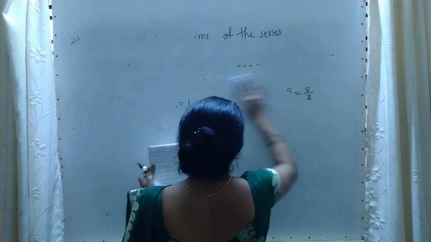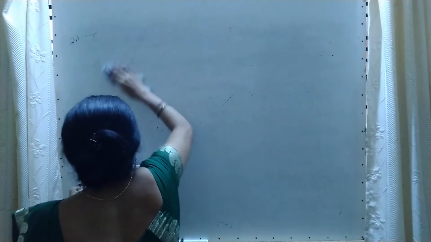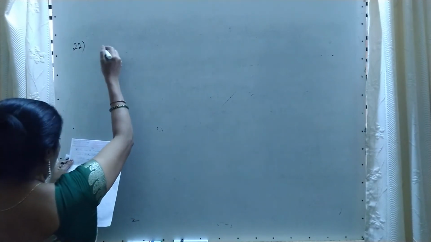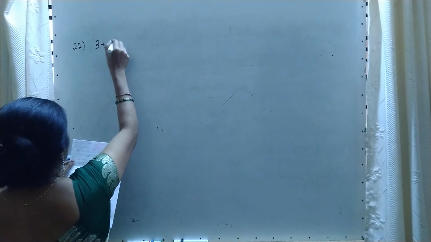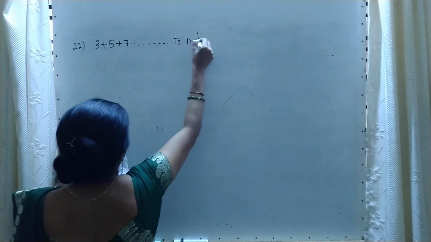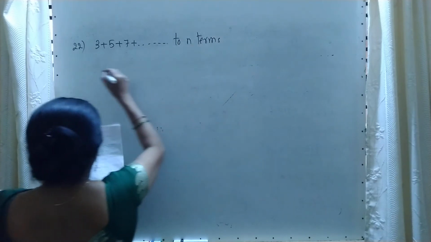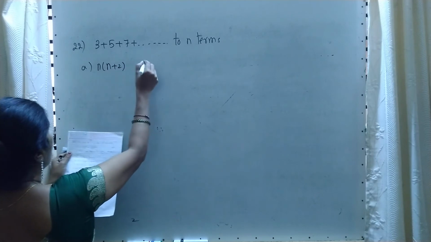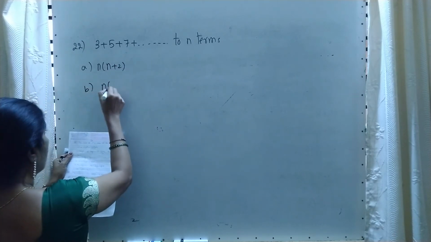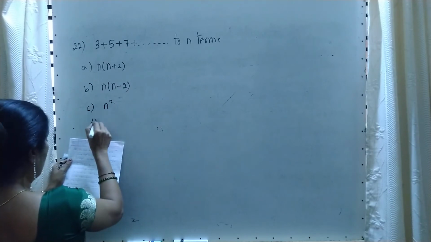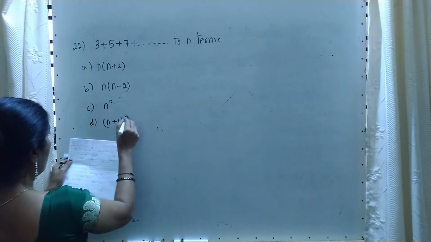Moving to the next question. Question number 22. This is the 2017 paper. 3 plus 5 plus 7 plus continuation up to n terms. First option, the sum is n into n plus 2. Second one, n into n minus 2. Third one, n square. Fourth, n plus 1 whole square.